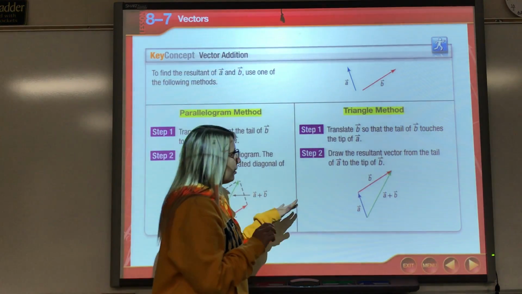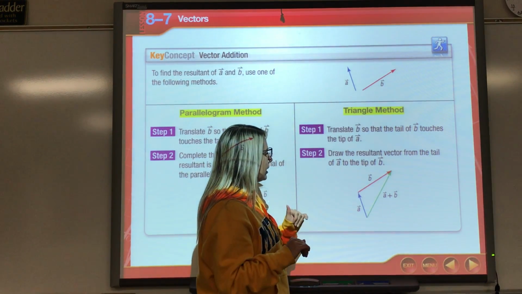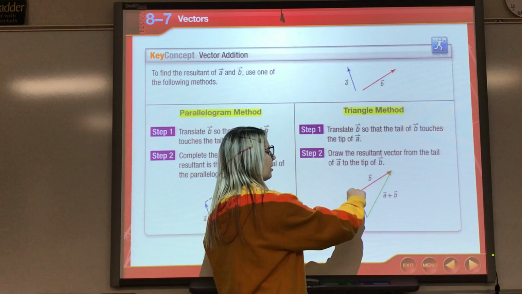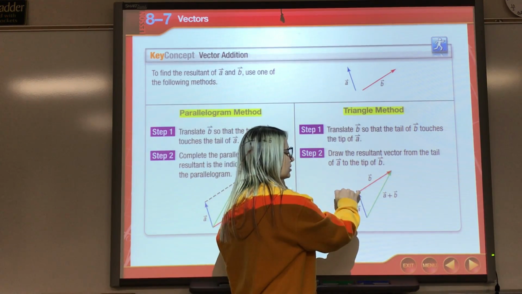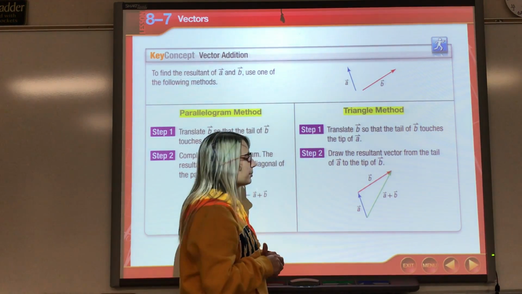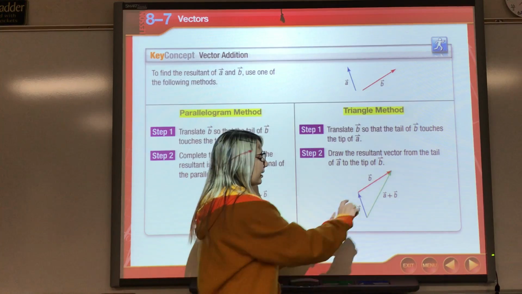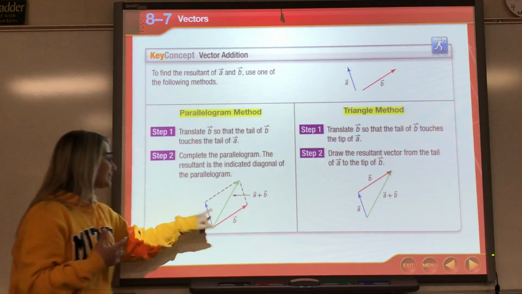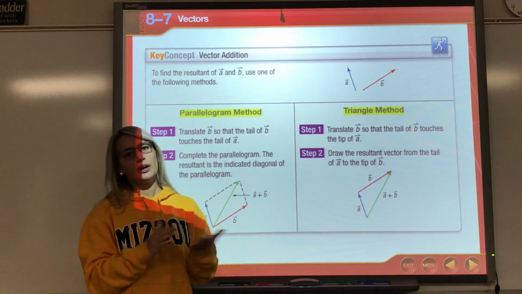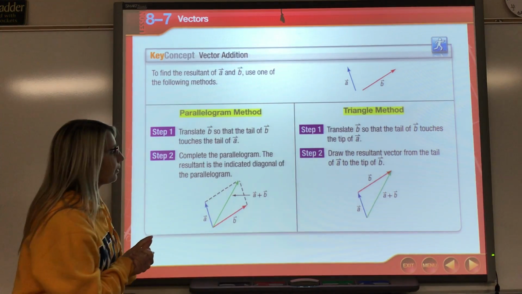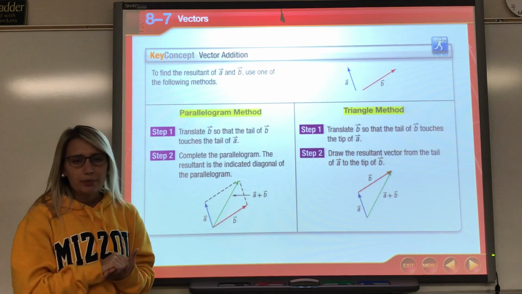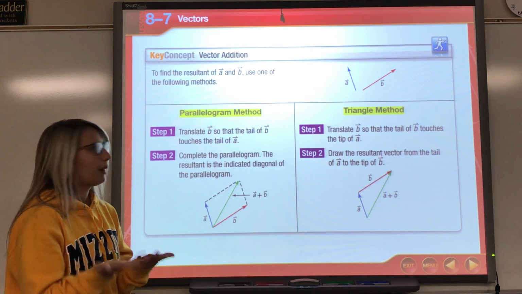Okay, now another method over here is to draw vector A first, and then draw vector B starting at that tip of the arrow from A, and then creating your third leg of that triangle. It's the same thing as over here, but just a different way of finding it. So you guys would be able to kind of play around with them and see which method you like better.